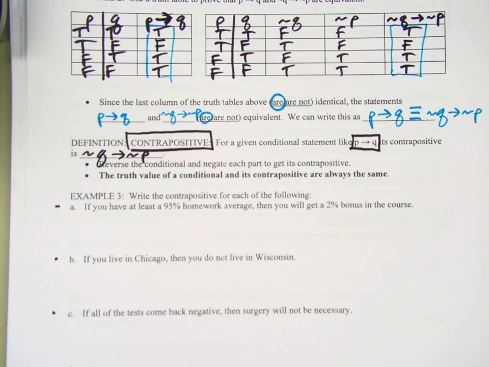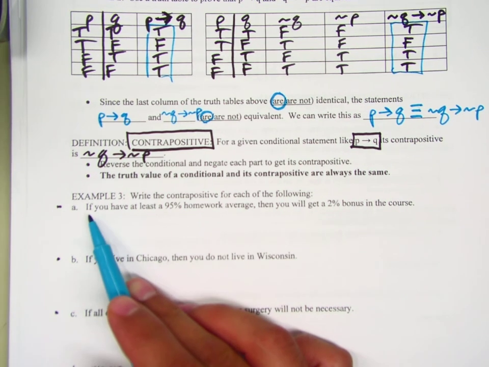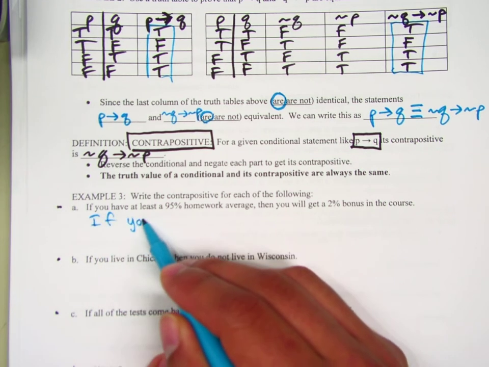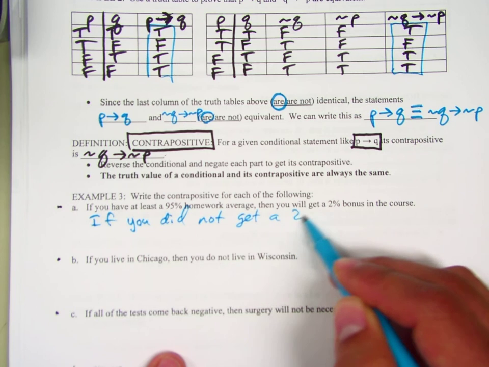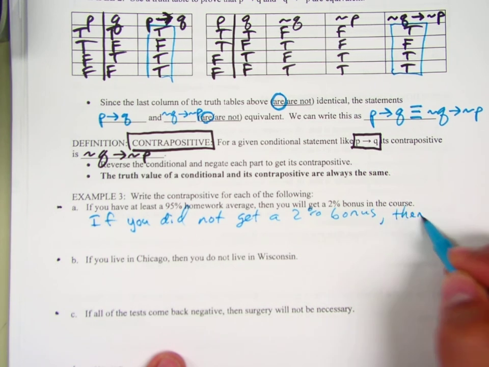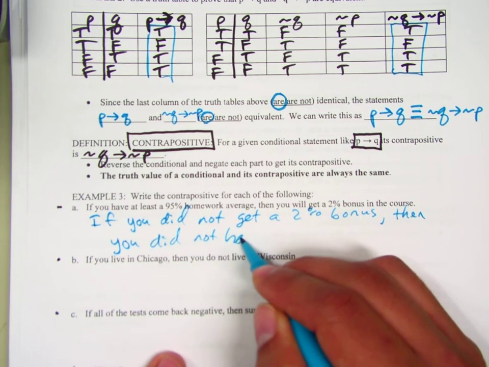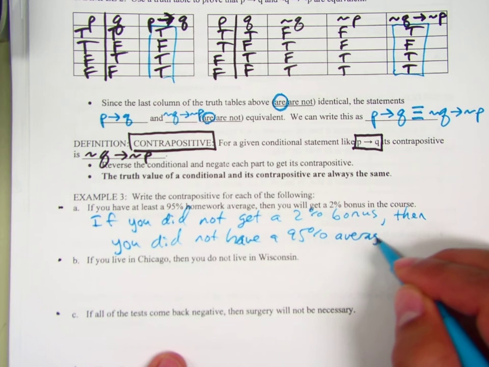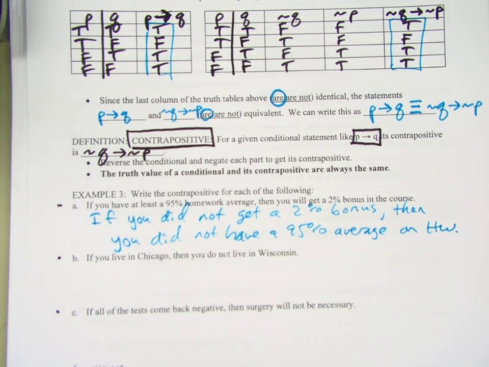All right, I'll do the first one since we've already done it. The contrapositive. Now we say if you did not get a 2% bonus, then you did not have a 95% average on homework. Okay, that's the example we started with. Okay?